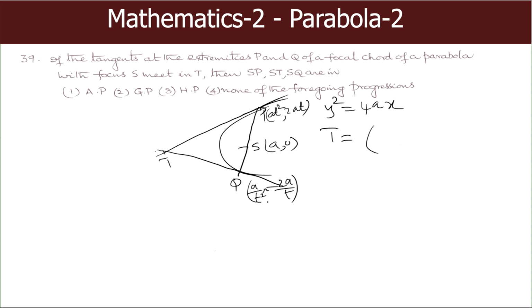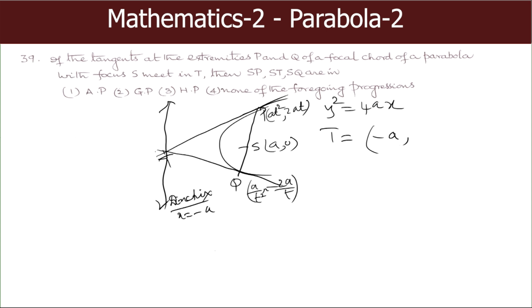In fact, the tangents drawn at the extremities of any focal chord intersect on the directrix. They will also be at right angles to each other. And therefore, the x coordinate of T is minus a, because this is the directrix of the parabola, x equal to minus a. Every point on this directrix has the same x coordinate. So the point of intersection of the perpendicular tangent lines drawn to the parabola has the same x coordinate minus a. So T equal to minus a.